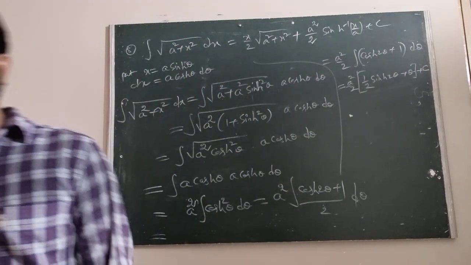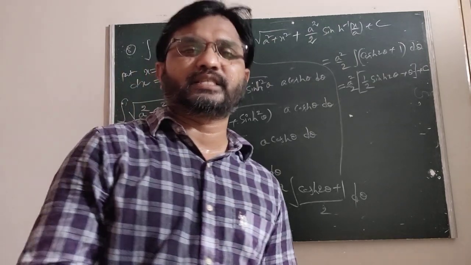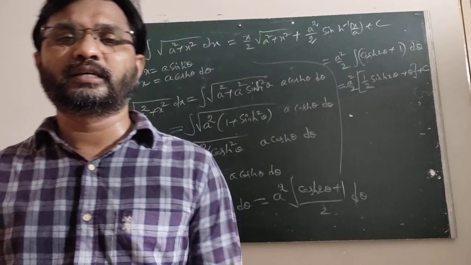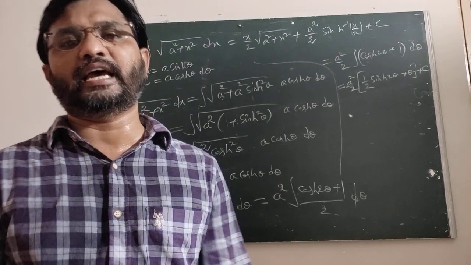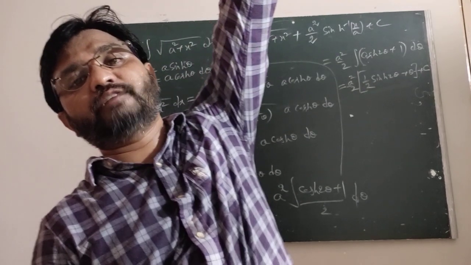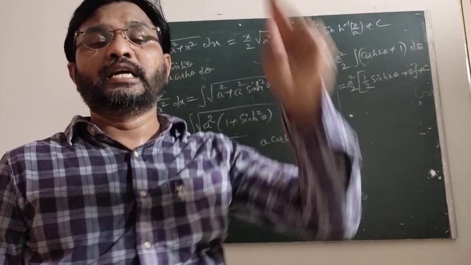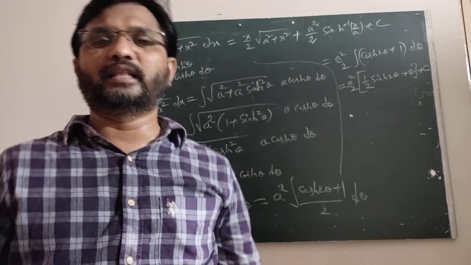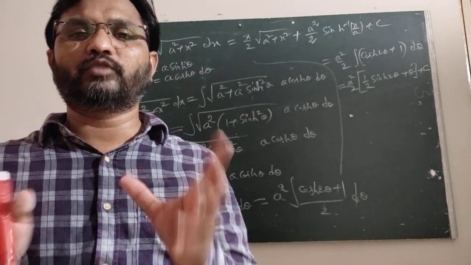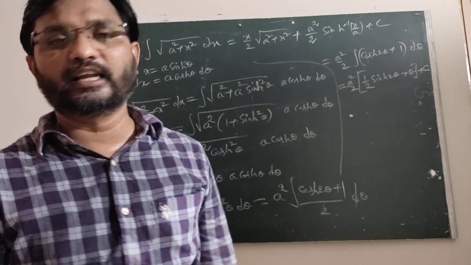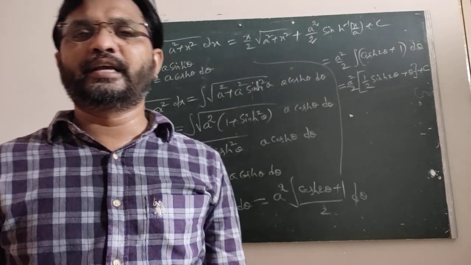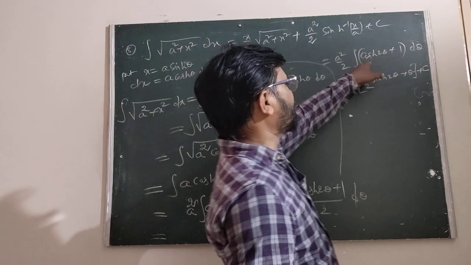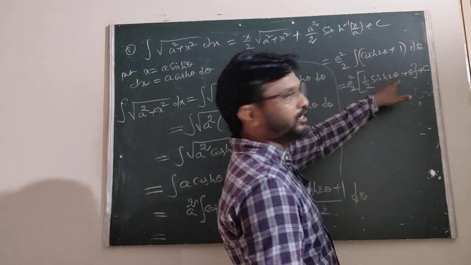Is it okay? We know that the integral of cos hx is just sin hx. Here there is no change of sign. But the integral of sin x is minus cos x, and the integral of cos x is sin x. In the hyperbolic functions, either sin hx or cos hx, we are getting the positive sign. Integral of sin hx is cos hx. Integral of cos hx is sin hx. Therefore, the integral of cos h 2 theta is sin h 2 theta.